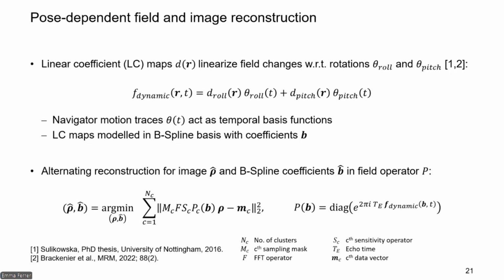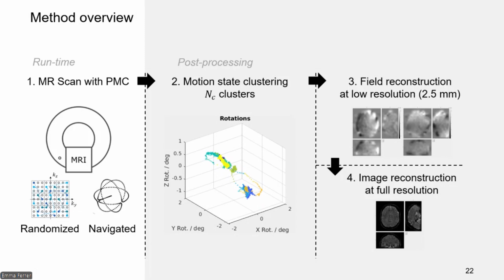We do this by a SENSE-based alternating reconstruction for the image and the B-spline coefficients. Due to time reasons, I don't want to go into more detail on this model. Please contact me if you're interested in it. I'm happy to talk about it. So we have the model in place now. We have the sampling in place.